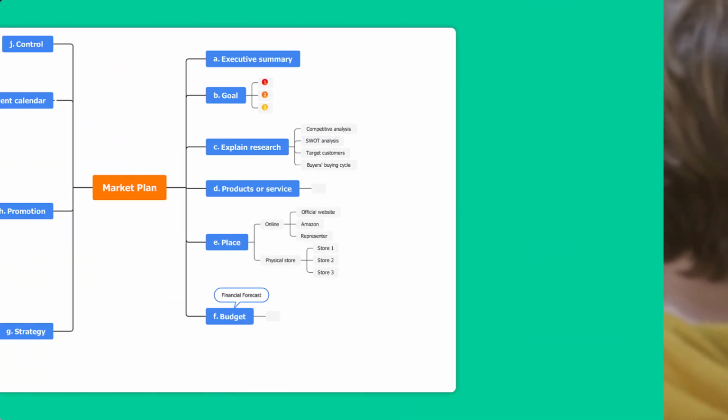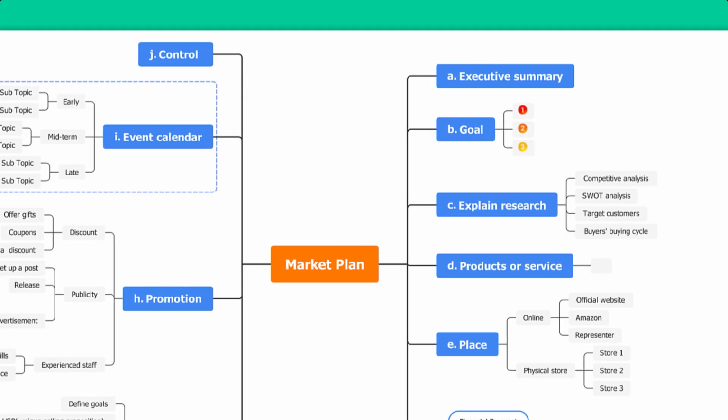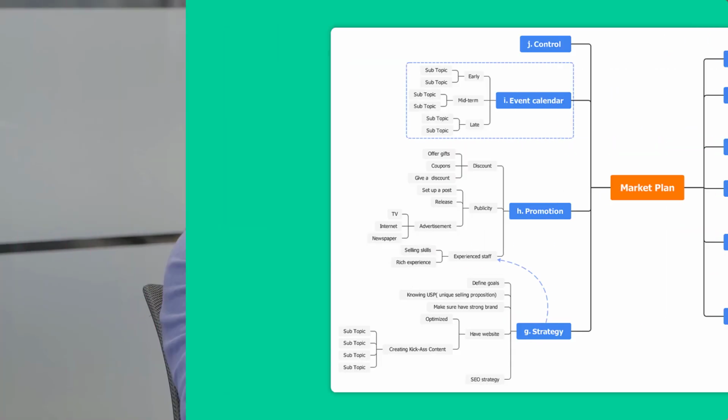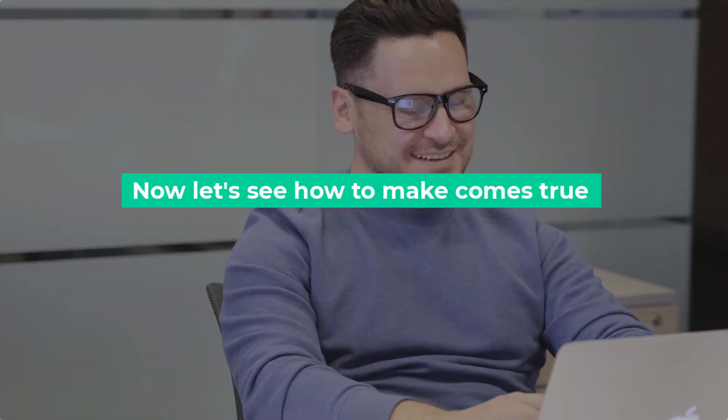When you share your creativity, ideas, or thoughts, it becomes difficult when you cannot present them in a structured way. In this case, mind map connections can help to visually represent the relationship between ideas and concepts. Mind map connections can help to organize thoughts and make them easier to understand and remember. Now let's see how to make it come true.